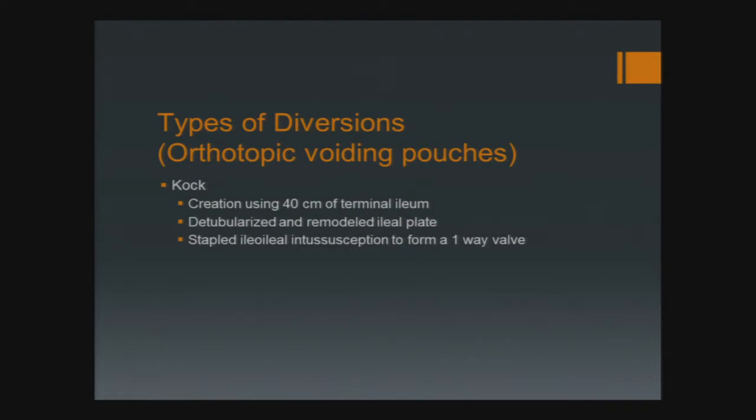There's a Kock pouch using about 40 centimeters of ileum, and then you obviously detubularize and remodel an ileal plate. And this actually uses a stapled ileal intussusception to form a one-way valve. It's fallen out of favor as those staples, the absorbable staplers are pretty cumbersome, and the non-absorbable staplers obviously can have stone formation as a foreign body in the GU tract.